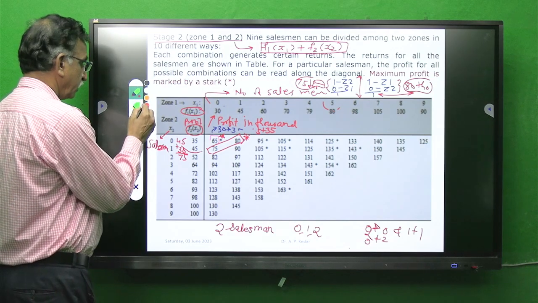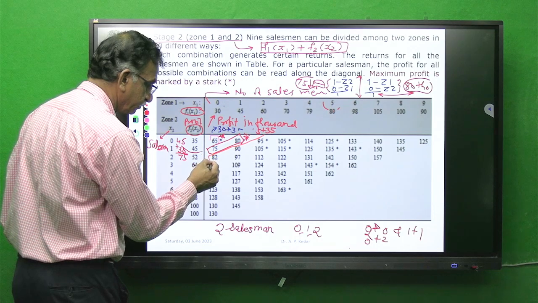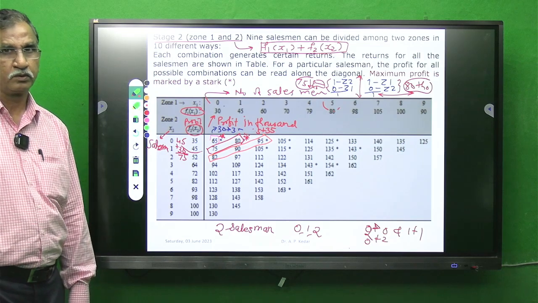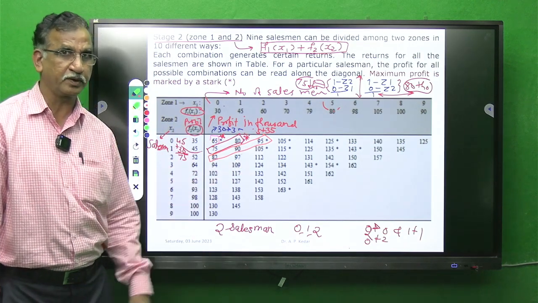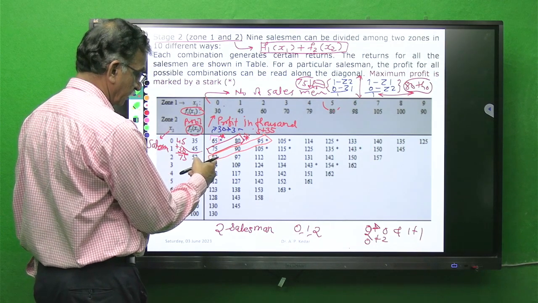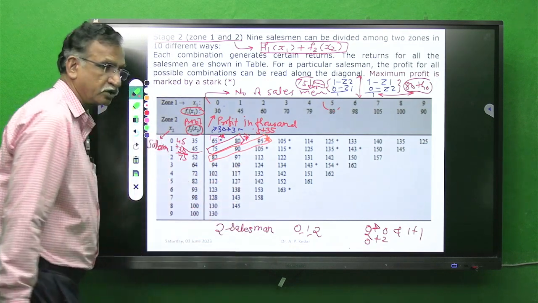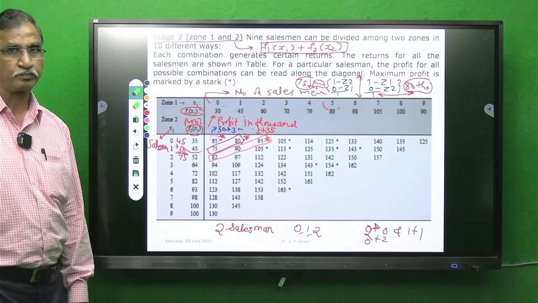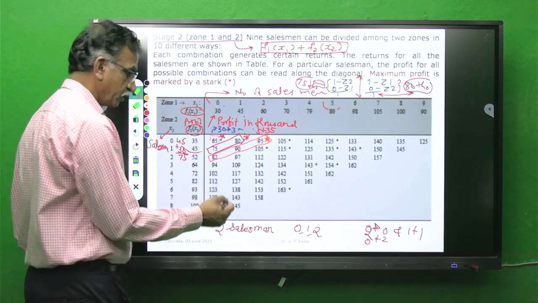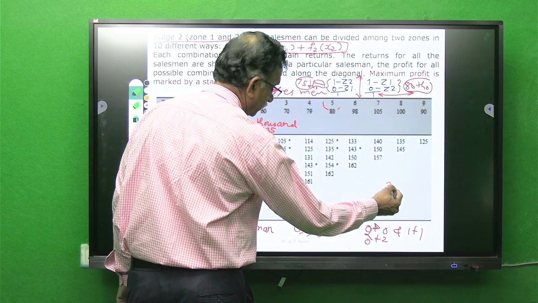Students, again important, you get these three diagonal values. For the three diagonal values, your answers were 82, 90 and 95. Obviously, 95 is maximum. So what we'll do? We'll star mark 95. Suppose further I want to go for 3 salesmen.